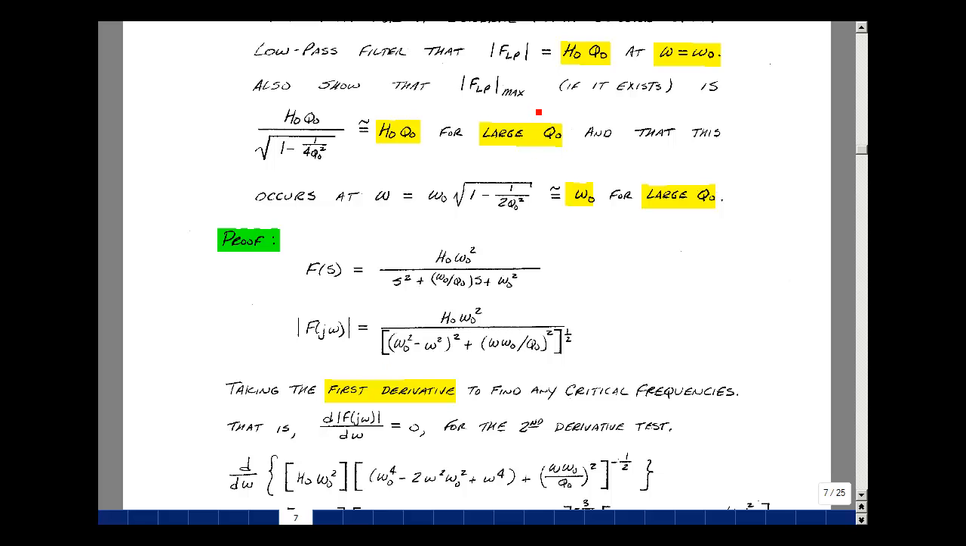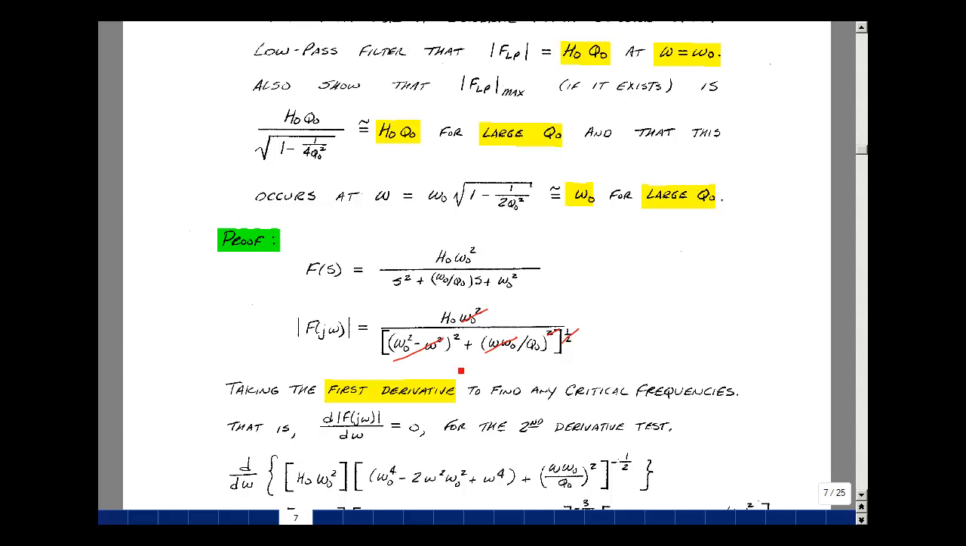Now in our problem, it says to show that this equation is equal to H0 Q0 when omega equals omega naught. So when omega equals omega naught, this term cancels, and I have the square root of a quantity squared, so that cancels. And then when omega equals omega naught, that becomes omega naught squared, and that's going to cancel with this. And then this is 1 over Q0, that comes up in the numerator as Q0 times H0. So we show that this is equal to H0 times Q0.